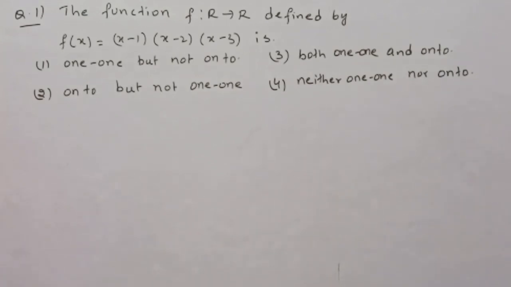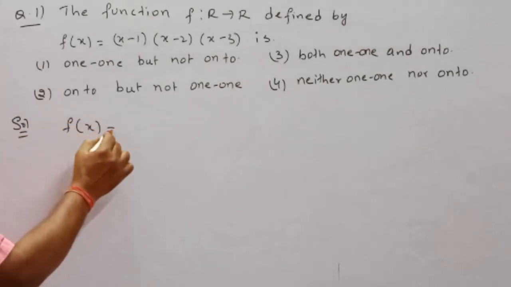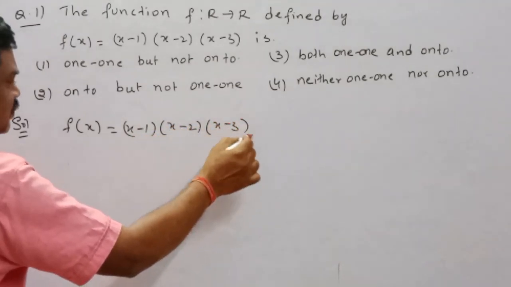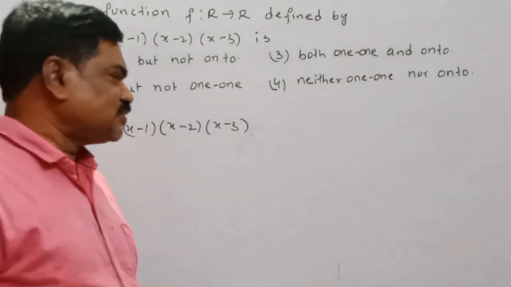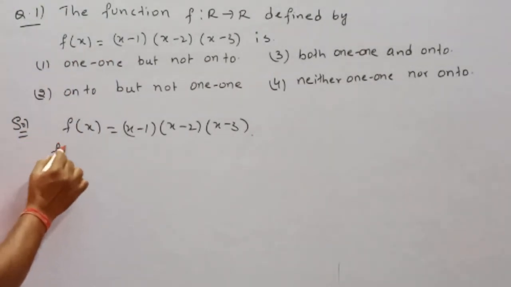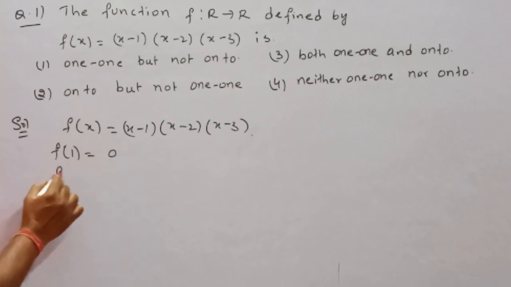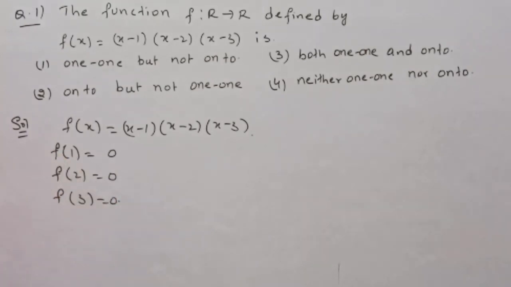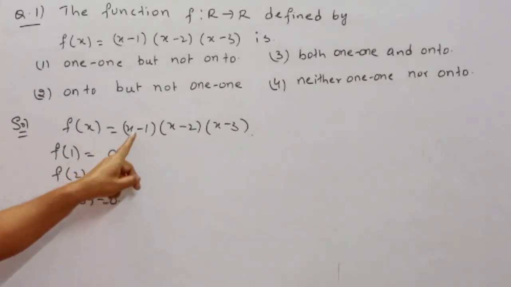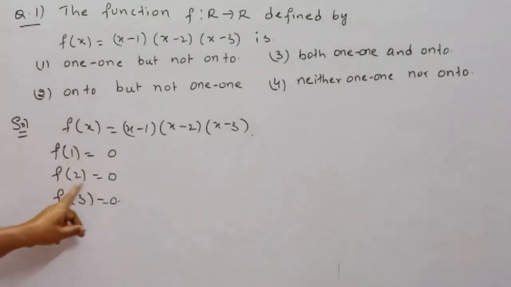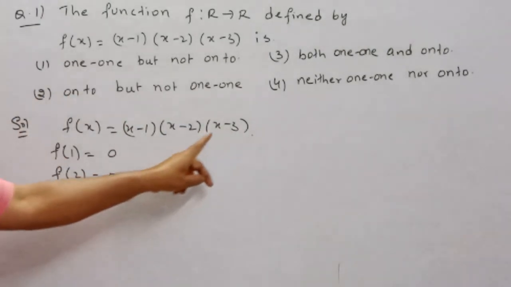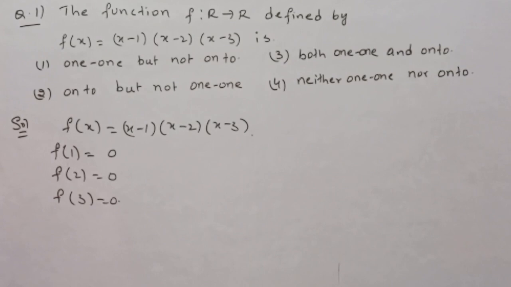So what function is given here? f(x) is equal to (x - 1) into (x - 2) into (x - 3). So what is f(1)? f(1) is equal to 1 minus 1, 0, 0 into something, 0. f(2) is equal to 2 minus 2, 0 into something, 0. f(3) is equal to 3 minus 3, 0 into something, 0.